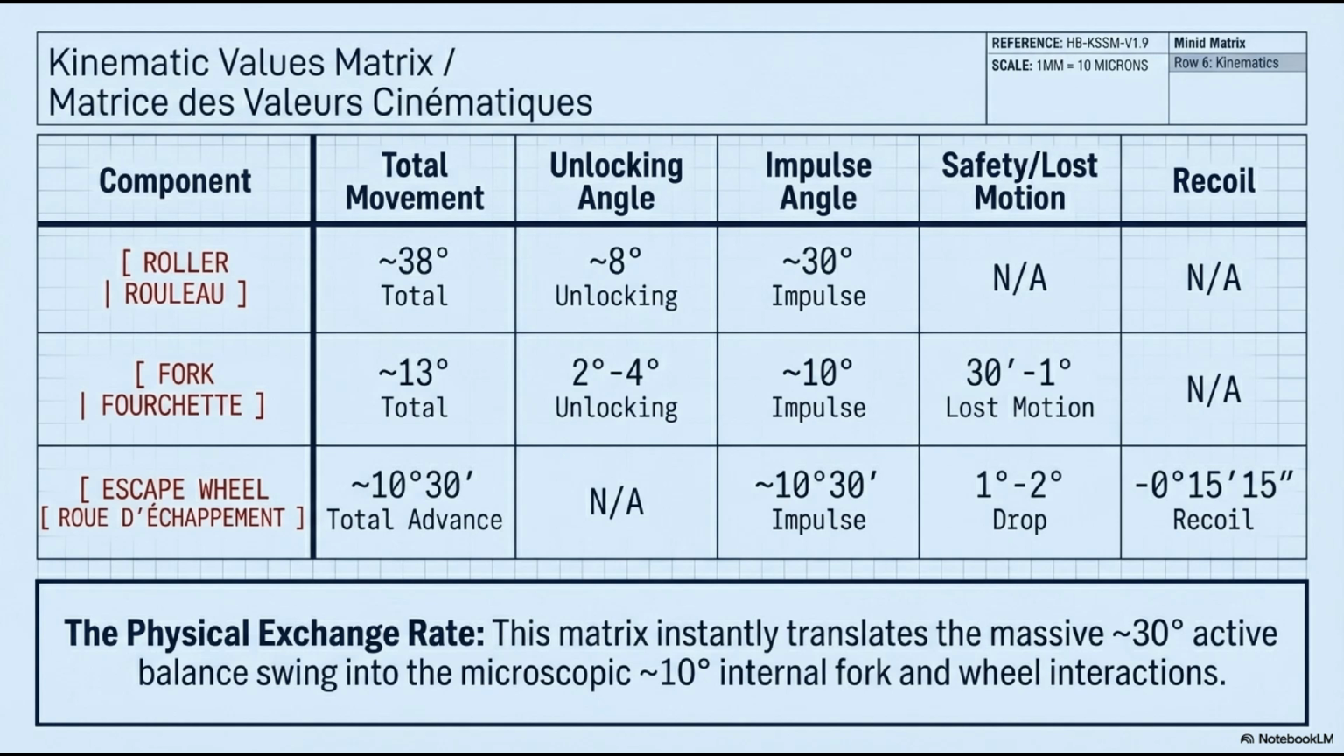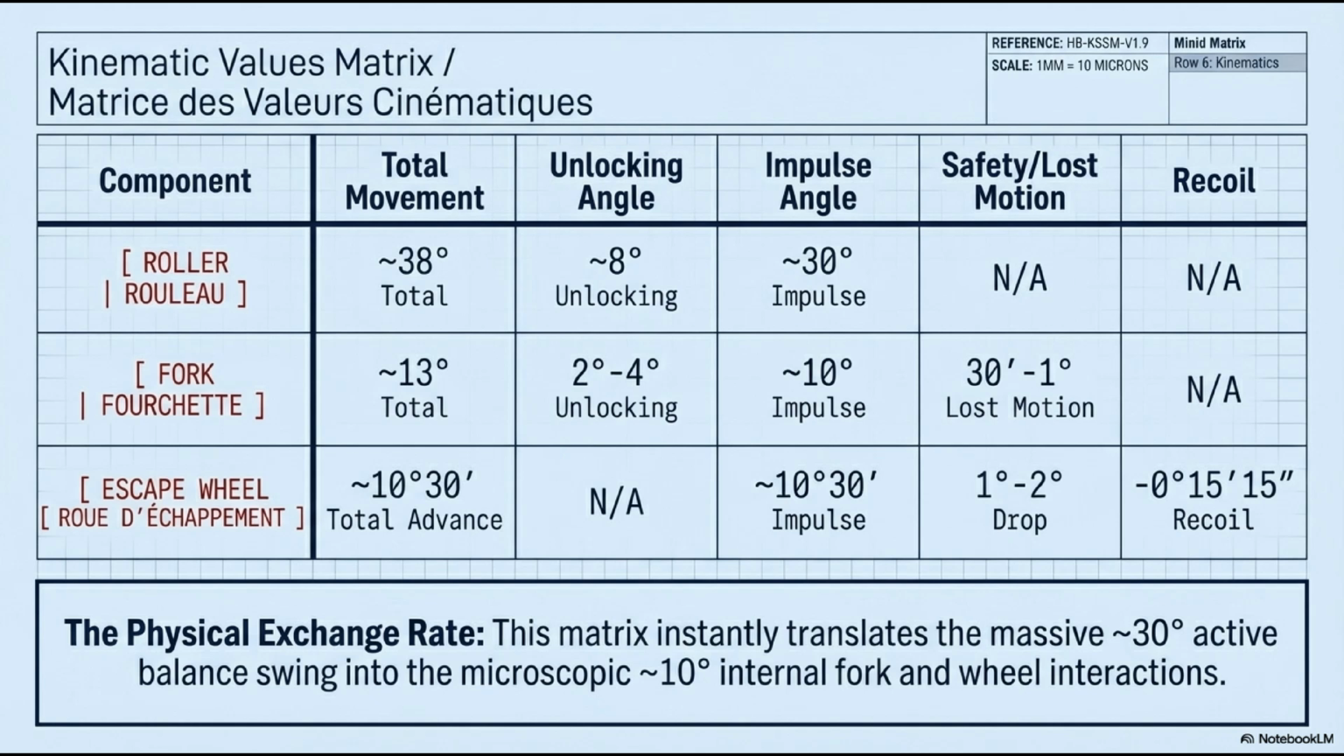Escape wheel, total advance approximately 10 degrees 30 arc minutes, 1 full tooth pitch. During unlocking, the wheel doesn't advance, it recoils, minus 0 degrees 15 arc minutes 15 arc seconds. Impulse approximately 10 degrees 30 arc minutes. Drop 1 to 2 degrees.